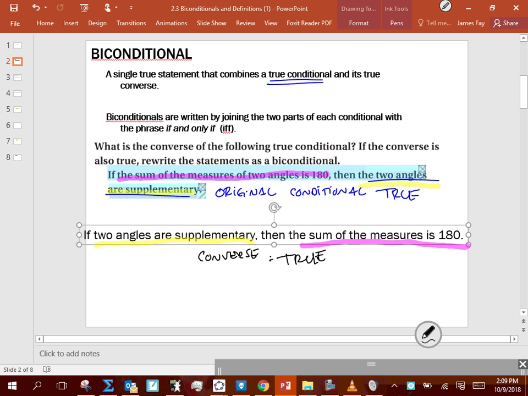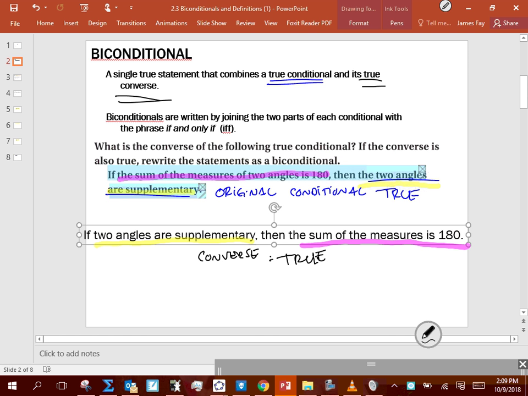So we have this aspect of the definition of a biconditional as well. Because both of those are if-then statements, and they're converses of one another, and they're both true, we can do a better job of writing this statement. We can write this as one concise statement that incorporates both of those sentences. And this is the way we do it.